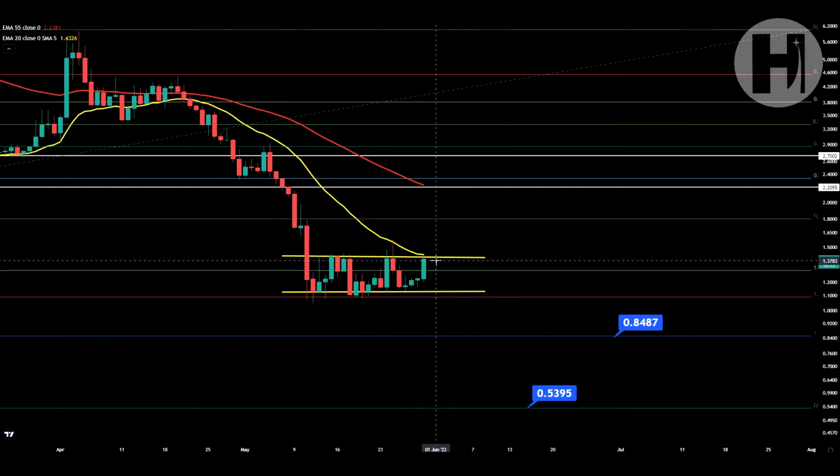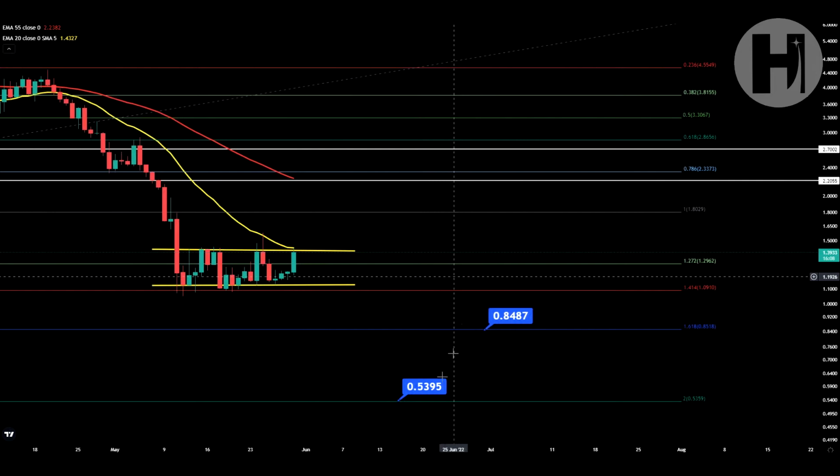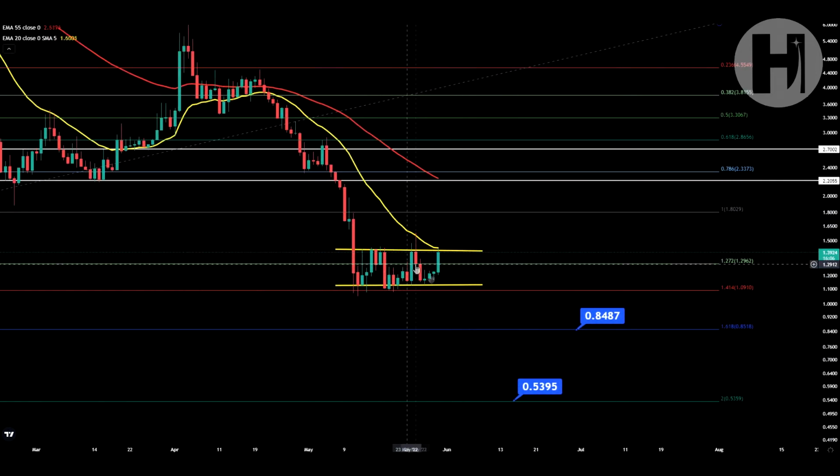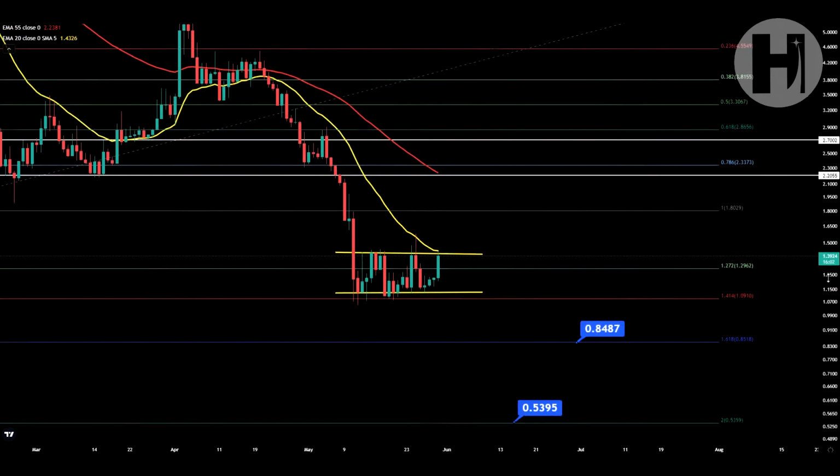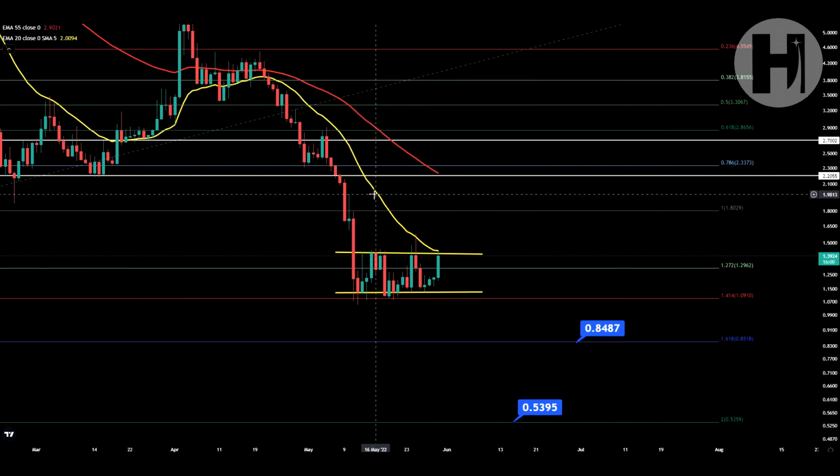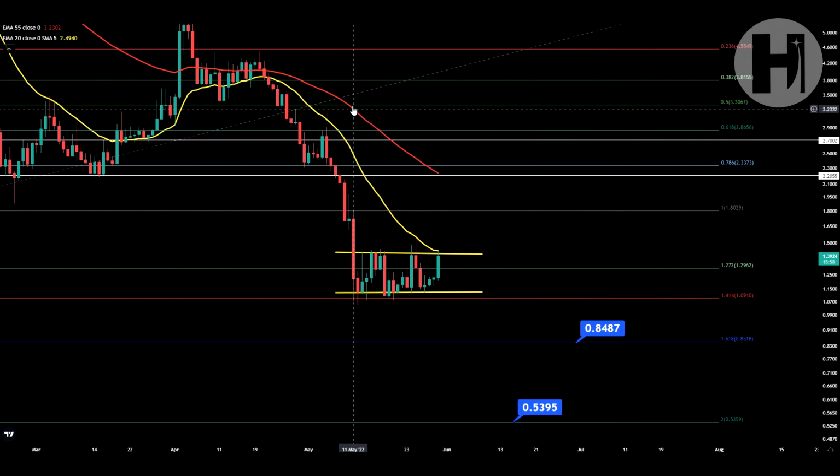If you're buying for the long term and you don't mind swing trading in between, then you can obviously enter now. But these are good prices to enter, in my opinion, for the GLMR token. Now, I do want you to pay attention to the 20 EMA over here. The yellow moving average is the 20 EMA. The red one is the 55 EMA.